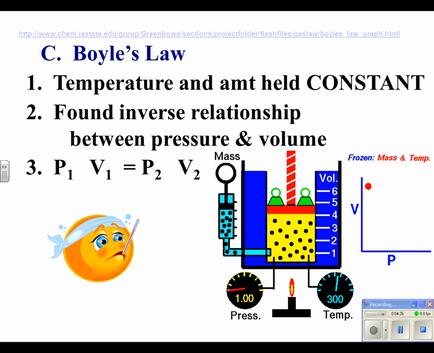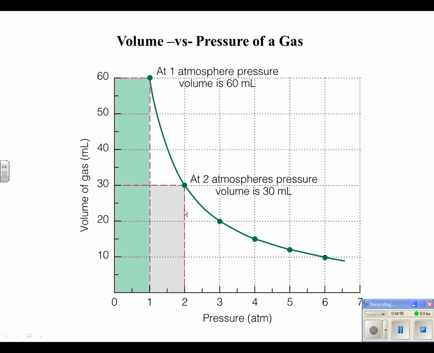This is just a graphic representing that. We have more and more weights being put on it, and as we have more and more weights being put on it, the volume gets smaller and the pressure goes up. Graphically, it looks like this. That is an inverse relationship. Formula-wise, P1 times V1 equals P2 times V2. So as long as you have the same units of pressure and volume on each side, you can plug it into a mathematical equation.